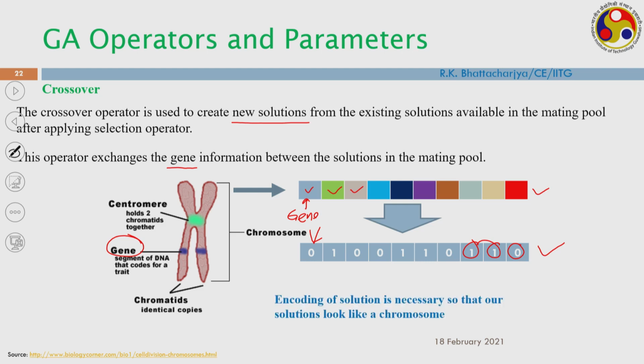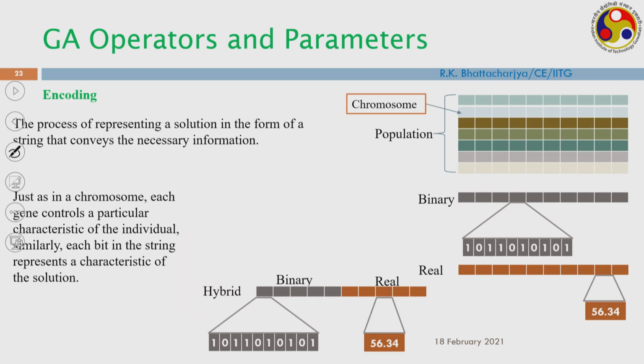So, for that, what do I need? Encoding of the solution is necessary, so that our solutions look like a chromosome. So, whatever solution you have, you have to do the encoding so that it looks like a chromosome. So, how to do that?